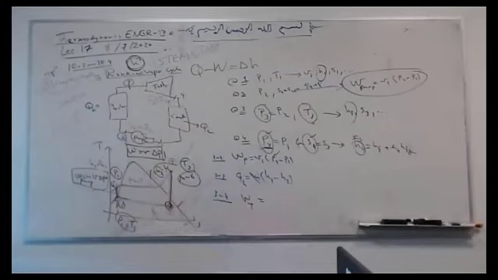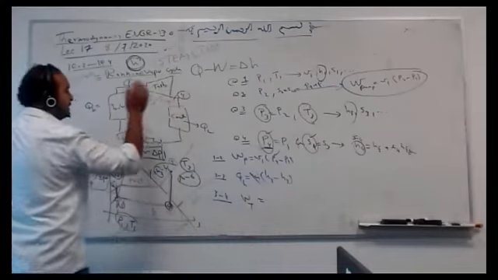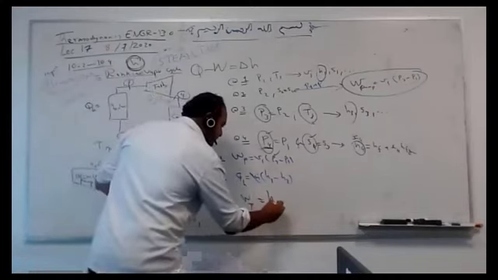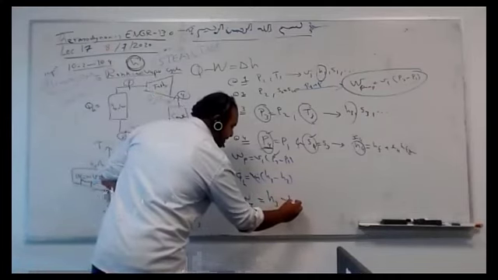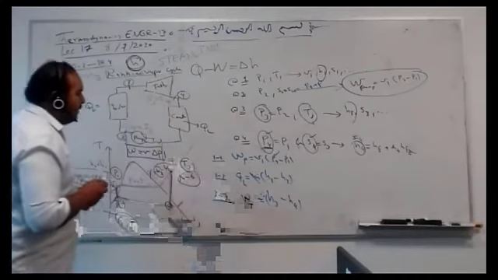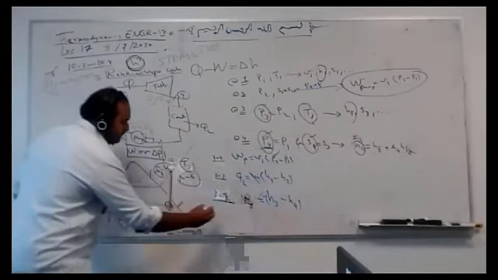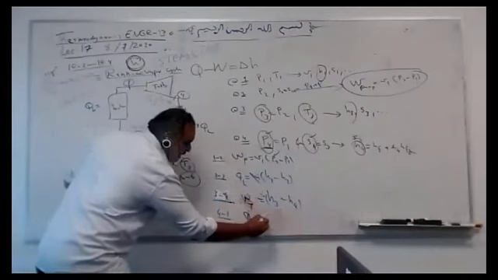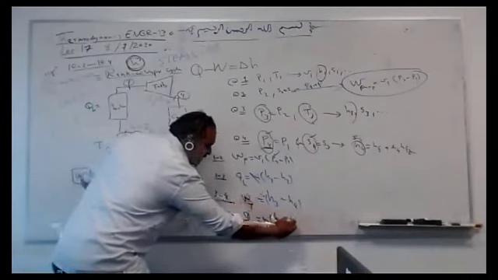Can I say m dot Cp delta T? Turbine. Can you hear me, guys? Hello, hello. H3 minus H4. Exactly. If it has mass flow rate, multiply by mass flow. If it does not, don't put it. Okay. How about the last one, the condenser? Q low, m dot times H4 minus H1.